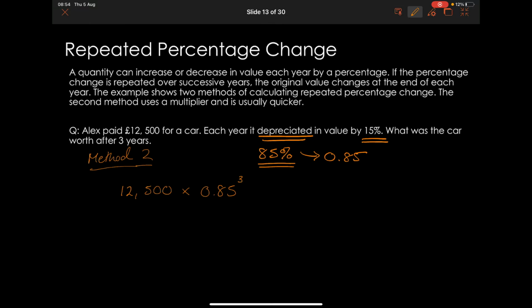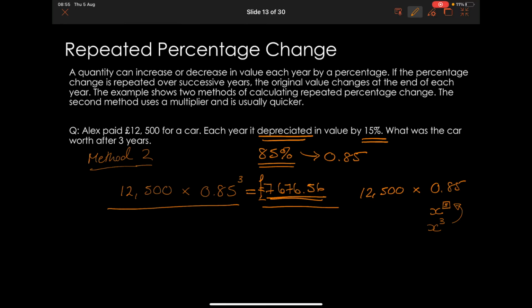On your calculator, all you would do is type in 12,500. You would then press times and you'd then press 0.85, but you'd then press your x to the power of, I think it's either an x cubed button or it's an x to the power of that little box. And once you get that little box, you can put the 3 in it. Okay, and it comes out with this. When you press equals, it will give you the final answer, £7,676.56. You've not had to do any of that other working out. You'd literally typed in one thing and you've got your answer. It's this 3 that represents the amount of years.